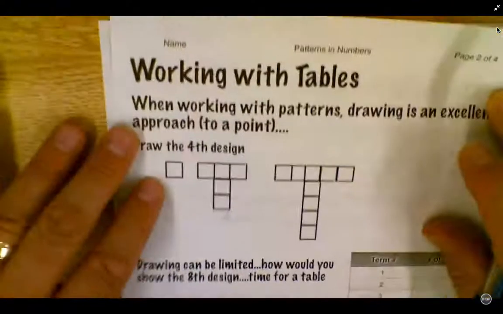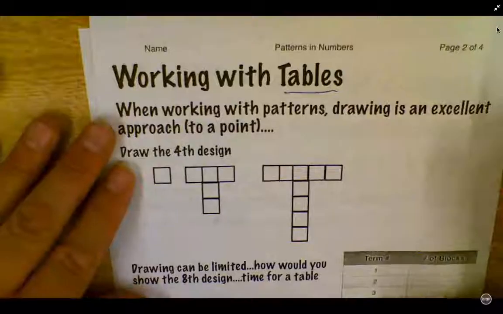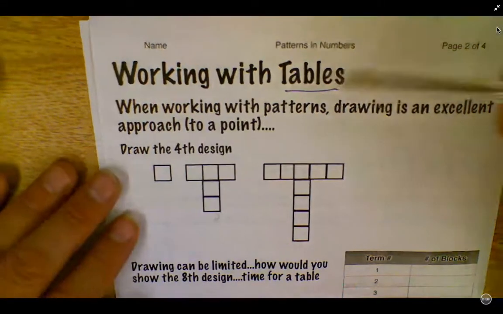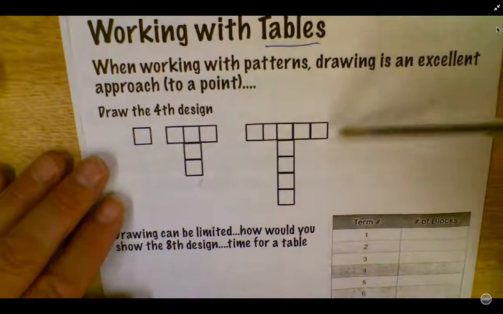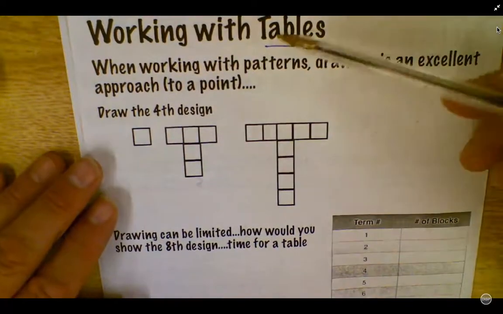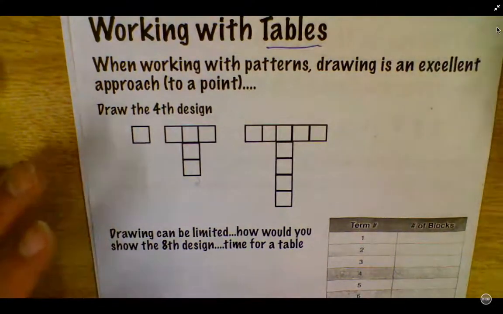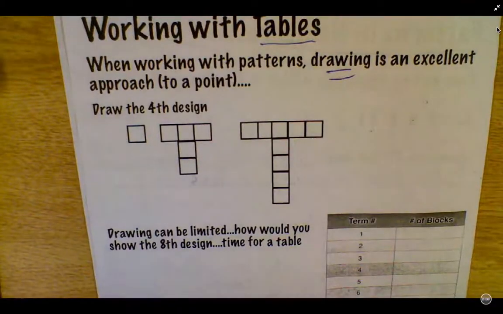Page 2, we're going to talk about working with tables. Boys and girls, parents, tables are your friend. Tables are really a way of organizing information. They're one of the most basic pattern things in math. Now, let's keep going. In this question, it's draw the fourth design. So another strategy is to draw. Drawing is an excellent strategy, and it's excellent to a point.